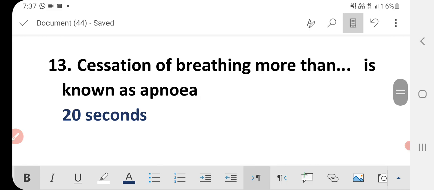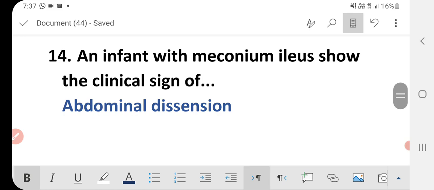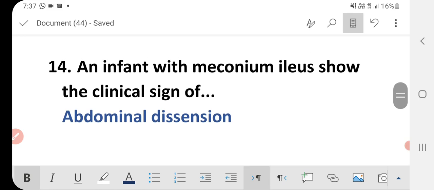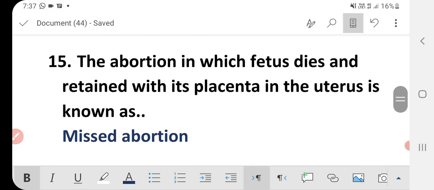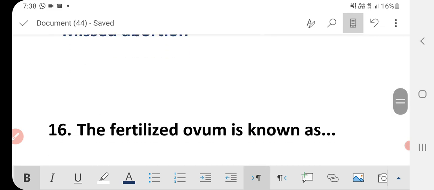13th, cessation of breathing for more than dash is known as apnea. More than 20 seconds is known as apnea. 14th, an infant with meconium ileus shows the clinical sign of abdominal distension. Next, 15th, the abortion in which the fetus dies and is retained with its placenta in the uterus is known as missed abortion. Which abortion? Missed abortion.